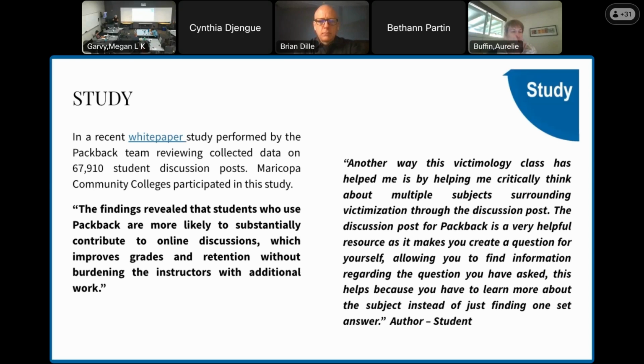That's the do part. Now, I've got several of these student quotes in here because I just love sharing them. These are from Mesa students. Another way this victimology class has helped me is by helping me critically think about multiple subjects surrounding victimology through the discussion. And then you can read the rest of it. But just the thought that they're looking at multiple subjects surrounding victimology in my victimology class is rewarding to me, because they're realizing that victimology can cover not just the victimology class, not just criminal justice, it can cover sociology, psychology, lots of different things, and they were excited about it.